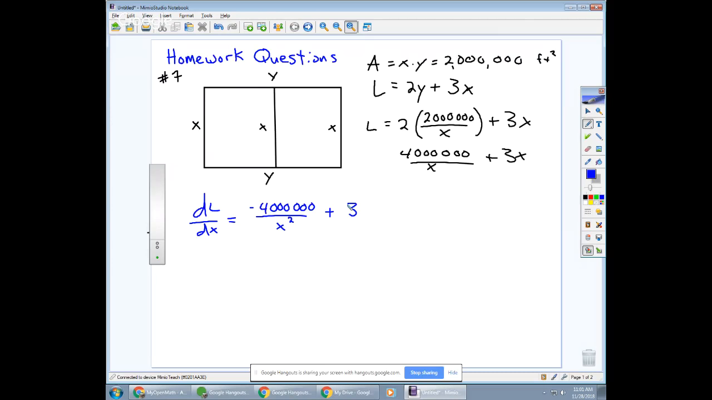I think I got that right. Any objections about my derivative? Does it look good? That looks right. All right, so let me set that sucker equal to 0. And we'll get negative 4 million over x squared equals negative 3. And then we multiply by x squared and divide by 3. So then x squared is going to be whatever 4 million is divided by 3. So x is the square root of that.